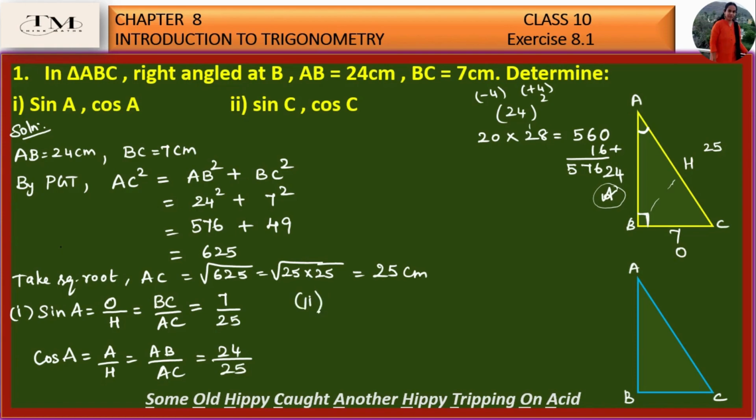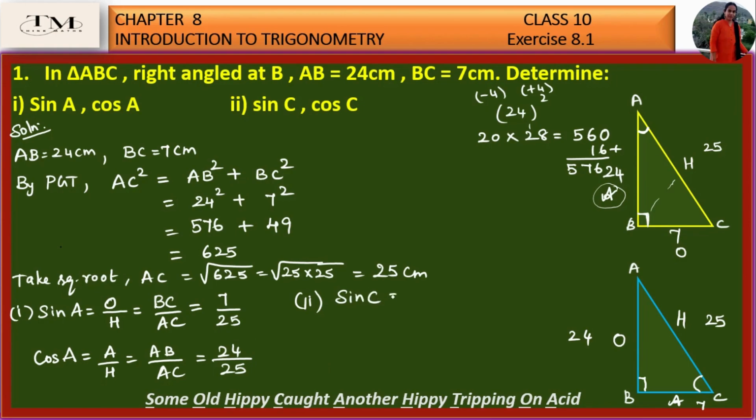Second part, we have to find out sin C. So let me take this triangle. Opposite to 90 degree is hypotenuse. AB is the opposite to angle C. So this is the opposite side and this is the adjacent side. AB is 24, AC is 25, BC is 7. Now let me find out the values.